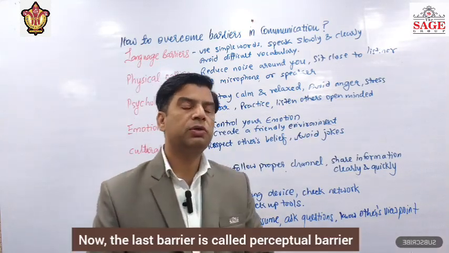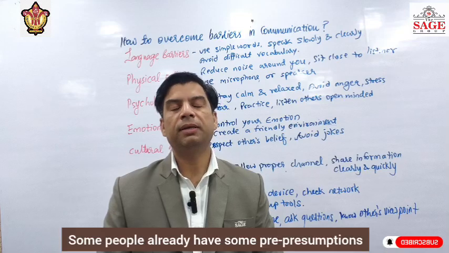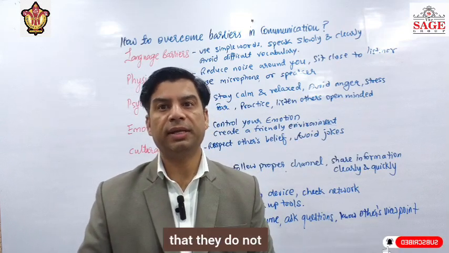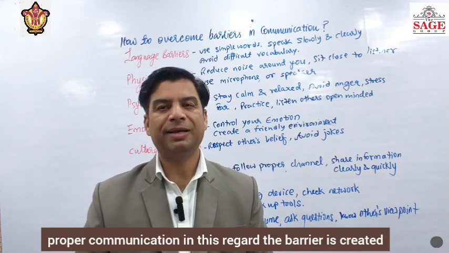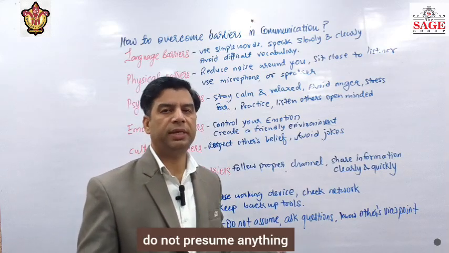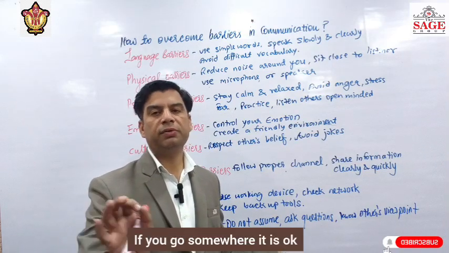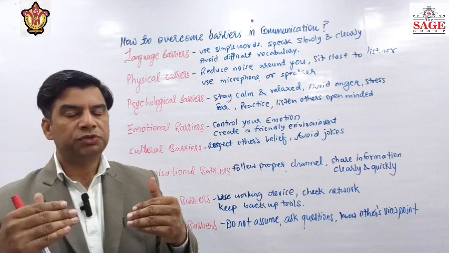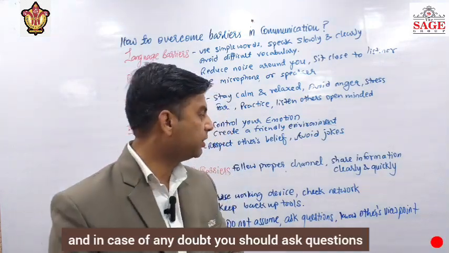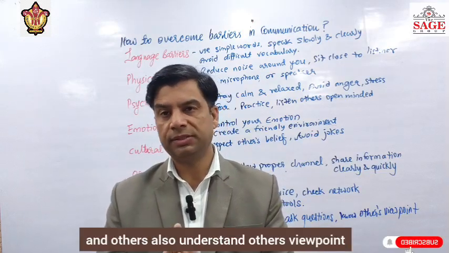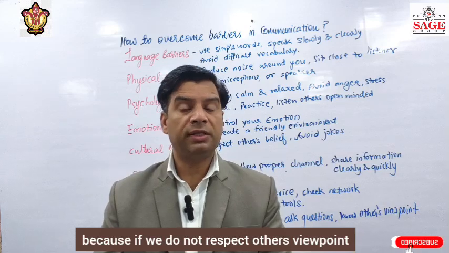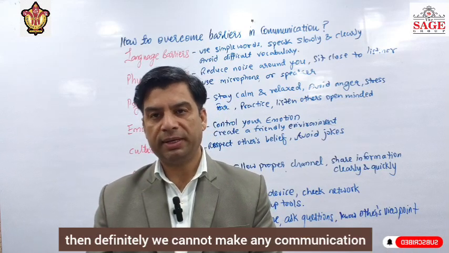Now, the last barrier is called perceptual barrier. Some people already have some pre-presumptions. Some people already think that they don't need any kind of proper communication. In this regard, the barrier is created. So, to overcome it, do not presume anything. If you go somewhere, it's okay that you are very intelligent, but try to understand the assumptions of other people. And in case of any doubt, you should ask questions, and understand others' viewpoint. Because if we do not respect others' viewpoint, then definitely we cannot make any communication.